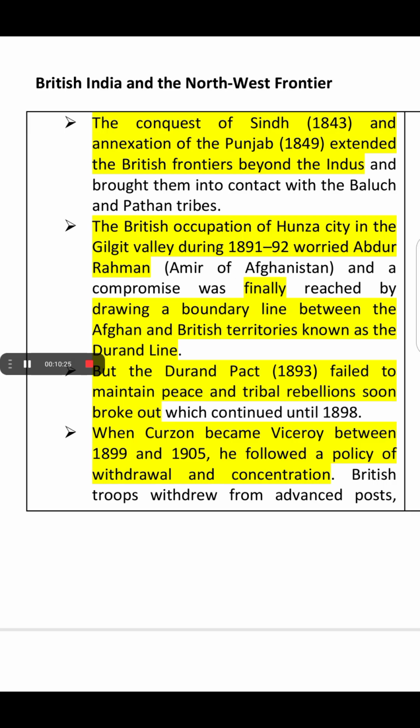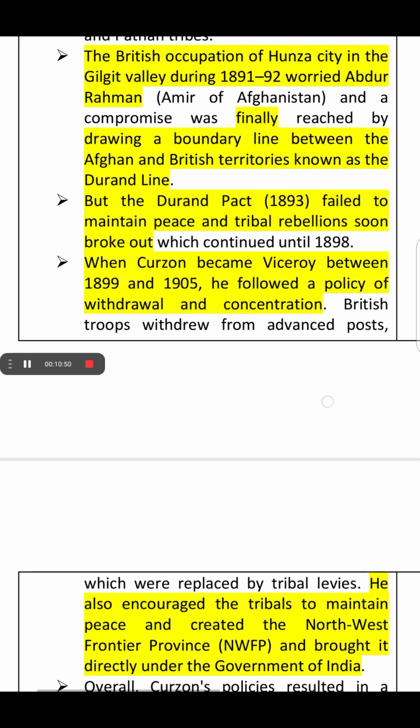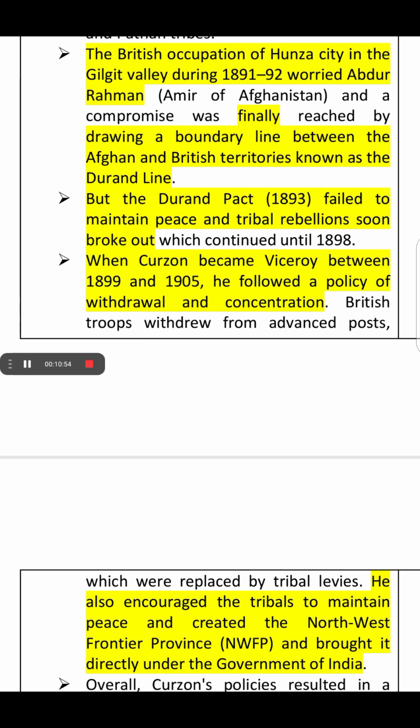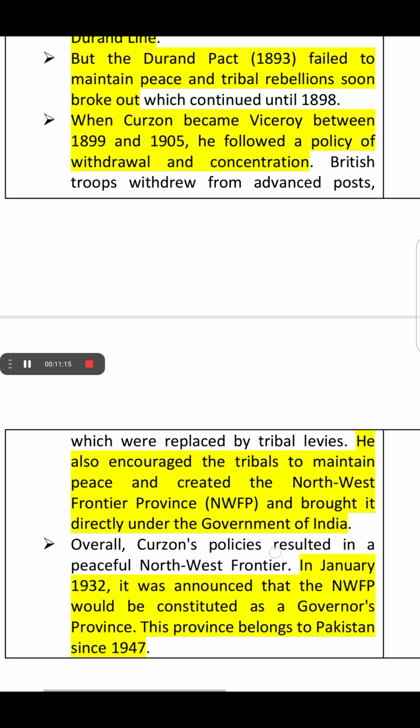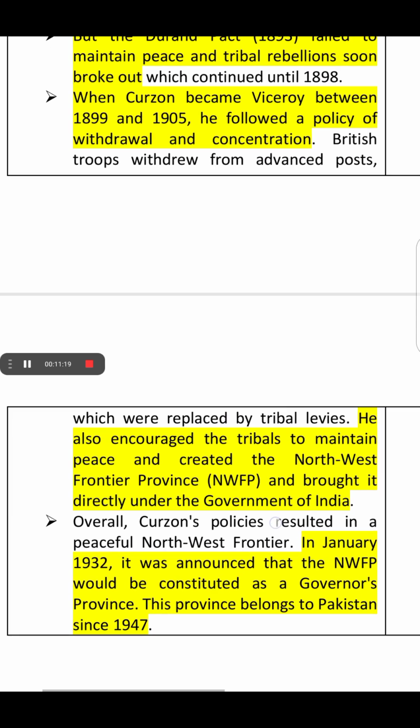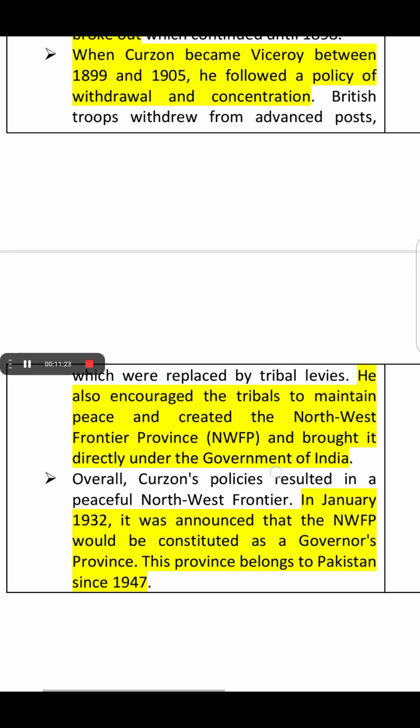So let us see what is written over here. British India and the Northwest Frontier. The conquest of Sindh in 1843 and annexation of Punjab in 1849 extended the British frontier beyond the Indus and brought them in contact with the Baloch and Pathan tribes. British occupation of Hunza in the Gilgit Valley during 1891 to 92 worried Abdur Rahman, the Amir of Afghanistan, and a compromise was finally reached by drawing the boundary line between the Afghan and British territories, known as the Durand Line. But the Durand Pact in 1893 failed to maintain the peace, and tribal rebellion soon broke out, which continued until 1898.